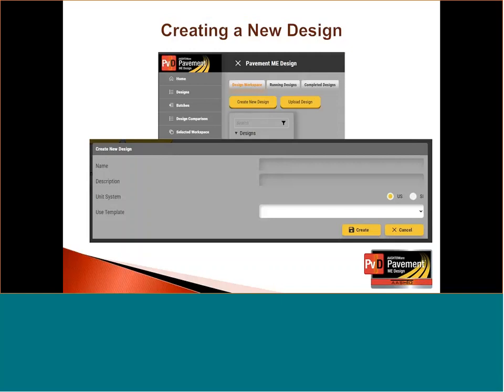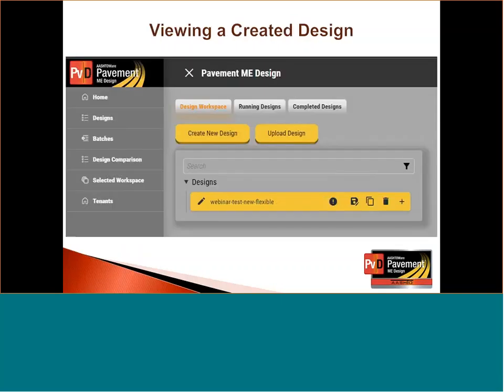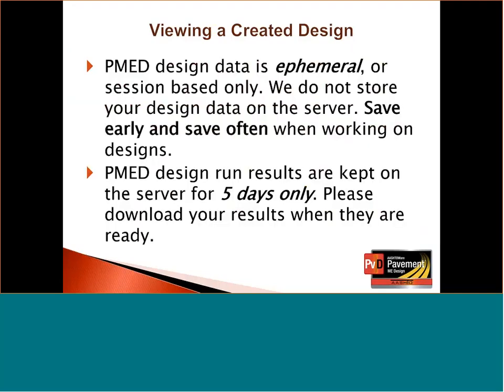Okay, so creating a new design, you'll click the Create New Design button. It'll pop up the Create New Design dialog. You'll fill out some of the information there and just click Create. And then to view the created design, it'll just show up in the designs list below, and we'll go through some of the features of that here in just a minute on the demo. But I wanted to go through a couple of key points on design data.